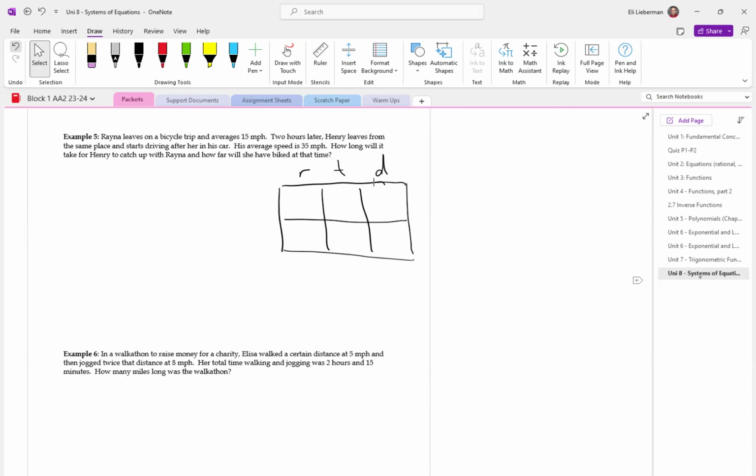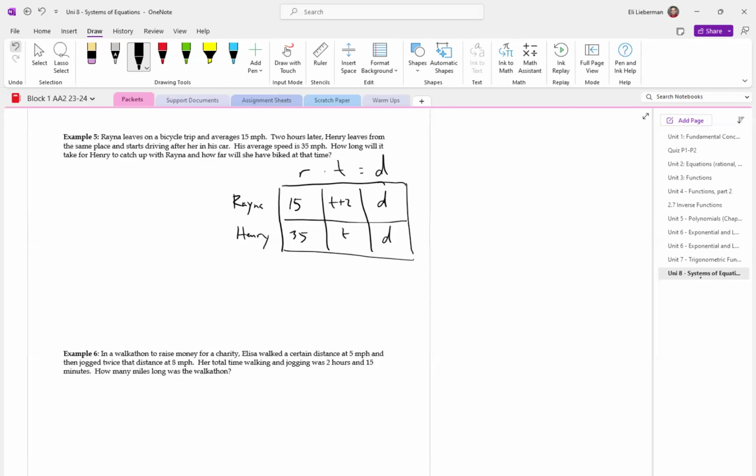Like, first of all, what are the two different rows? So for the rows, on the top I put Brenda and on the bottom I put Henry. And then for the top, I said the rate is 15, the time is T+2, and the distance I just said was D. And then the bottom, 35 for the rate, T for the time, and D for the distance. Before we go on, are we good with this? Do we agree?